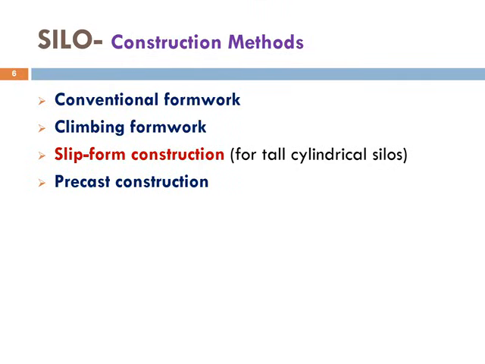There are several methods available for constructing silos. The main methods are conventional formwork, climbing formwork, slip form construction and precast construction. Conventional formwork uses forms that are installed, concrete is placed and then the forms are removed and reused. Climbing formwork can be moved upward in stages. Slip form construction is particularly useful for tall cylindrical silos because the formwork can move continuously upward while construction continues.